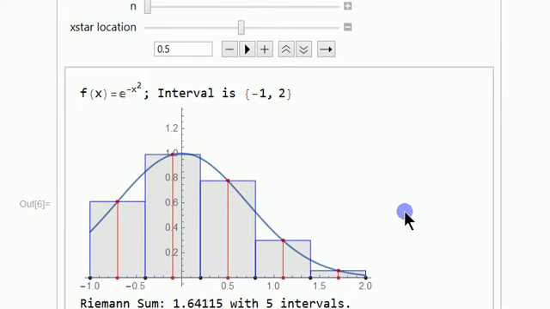So I have prepared this animation. The function we're considering here is e to the negative x squared, and the interval we're considering is -1 to 2. So here we considered 5 intervals, so we divide this -1 to 2 into 5 equal pieces and erect a certain size of rectangle.